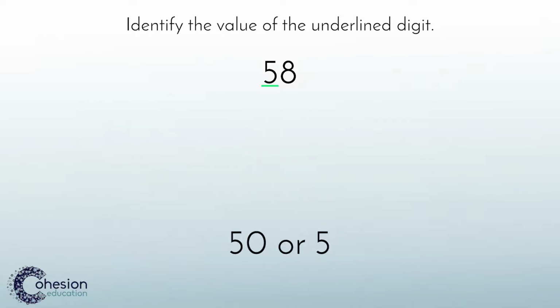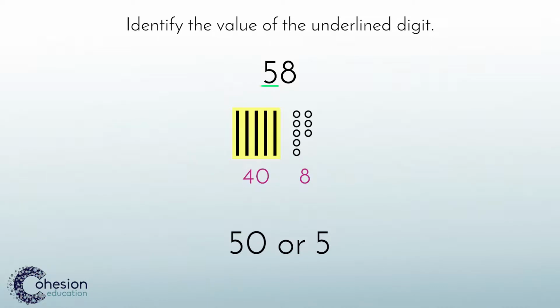Let's take a look at another example. In this number 58, the 5 is underlined. We can identify that the 5 is in the tens place, meaning it represents 5 tens. 5 tens represents 10, 20, 30, 40, 50. The digit 5 in the number 58 represents 5 tens, or 50. Students will circle 50. That is how we identify the value of a digit.